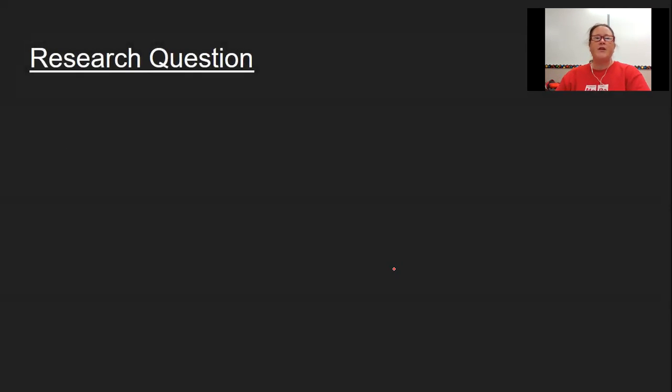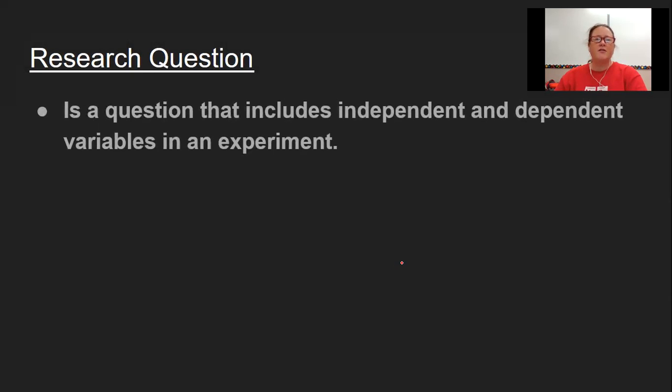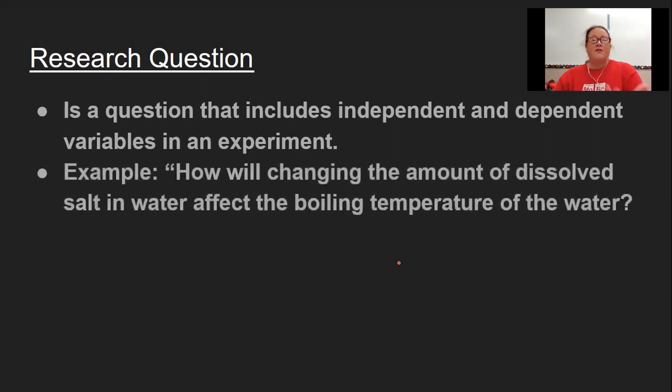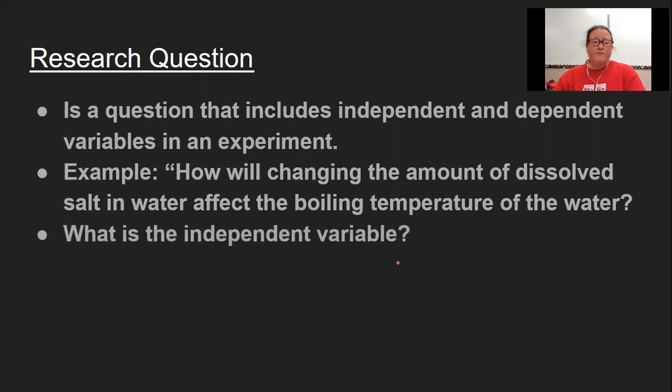Okay, so we're going to talk about a research question. So this is just a question that includes an independent and dependent variable, and it's easy to recognize because it's the only thing that we have that ends in a question mark. So what students were asked to do in class is look at this question. Here's an example. How will changing the amount of dissolved salt in water affect the boiling temperature of the water?